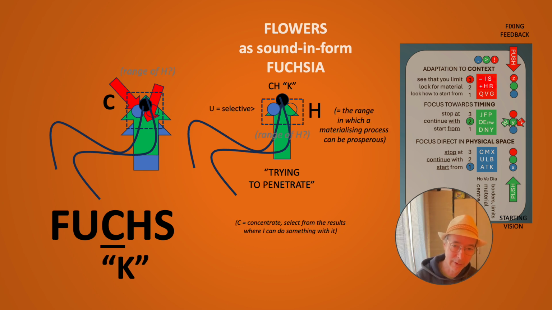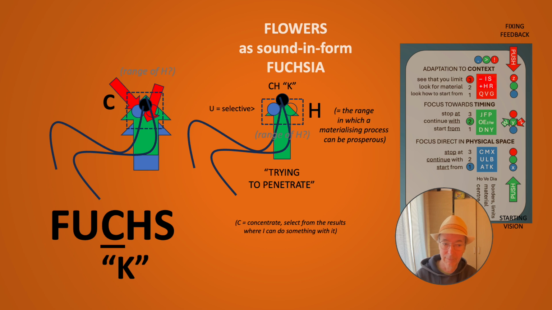So what I need to do is go back and focus on the center point, the C, the center point where I start from, which is actually then a selection with the U, with a selection from the U. So there is a selection made, and from that selection, where I don't know very well if I'm going to get my growth process forward, I concentrate and I try to penetrate. That will be the effect.